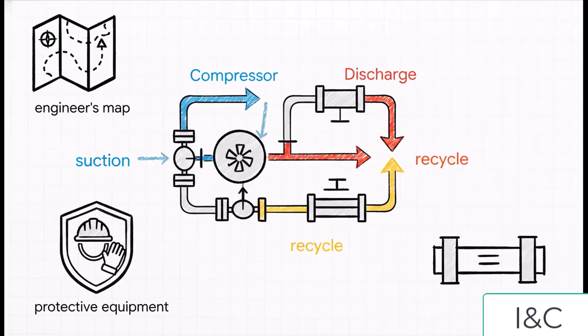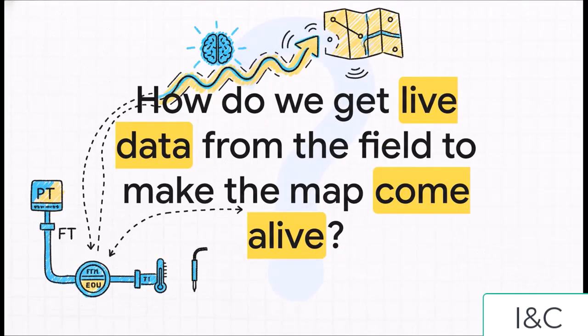That's a huge step. But that brings up one last, really critical question. We know where the instruments are on the map, but how do we get their live readings, the actual pressure, temperature, and flow from the physical hardware out in the field? How does this static map become a living, breathing system? Well, that is exactly what we're going to dive into in our next explainer.